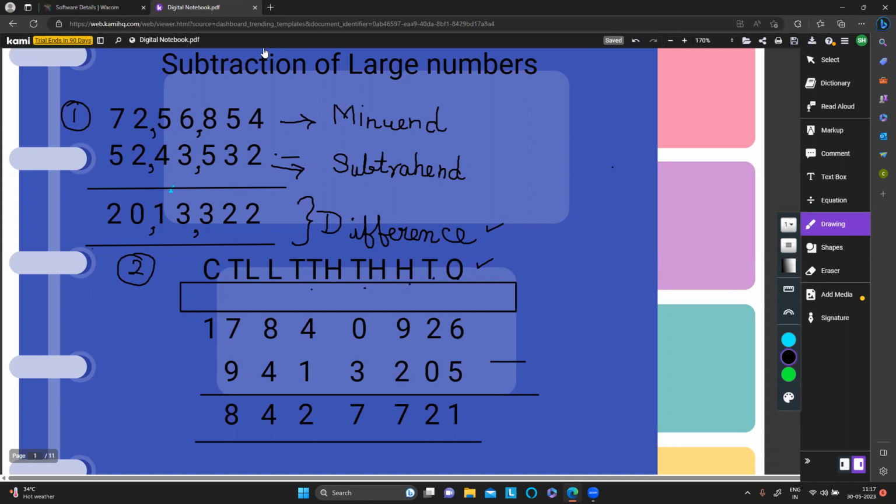Okay, so this number is nothing but 1 crore 78 lakhs 40,926. So 94 lakhs 13,205. So this smaller number has to be subtracted from this larger number. So this becomes the minuend. Okay, for us this is the minuend, and this is going to be the subtrahend. And this is the difference.